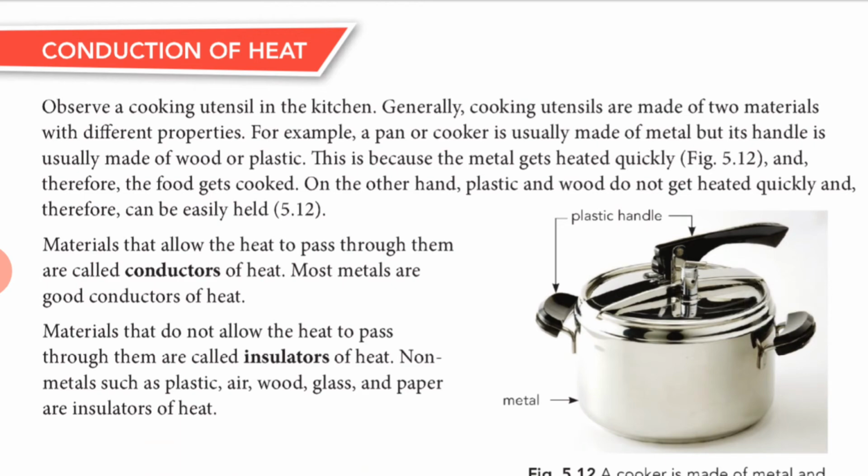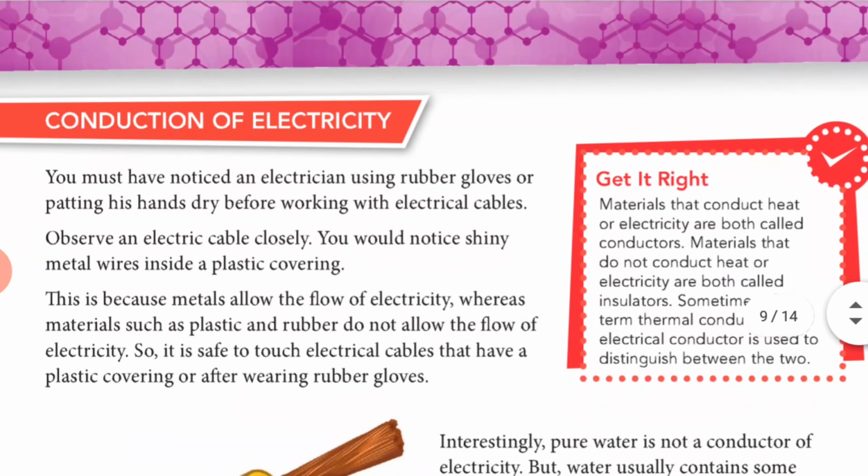Now, conduction of heat. As a definition, the substances which can allow heat to pass through easily are called conductors, and those which do not allow heat to pass through are called insulators. Conductors, for example, are metals like steel, aluminium, copper, and insulators are wood, plastic, then rubber. These are all insulators of heat.